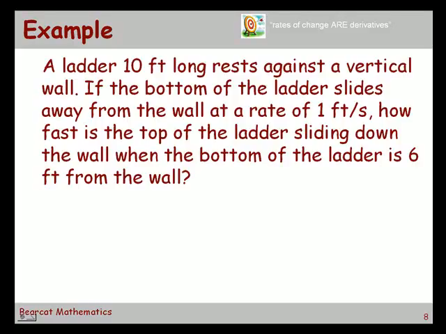Notice I'm putting in the word exactly. It's not in the text, but that's what they're implying. At this exact instant in time, how fast is everything changing? It really, really, really helps to do a picture with this one. And when you do your picture, you want to think of the coordinate plane at the same time.